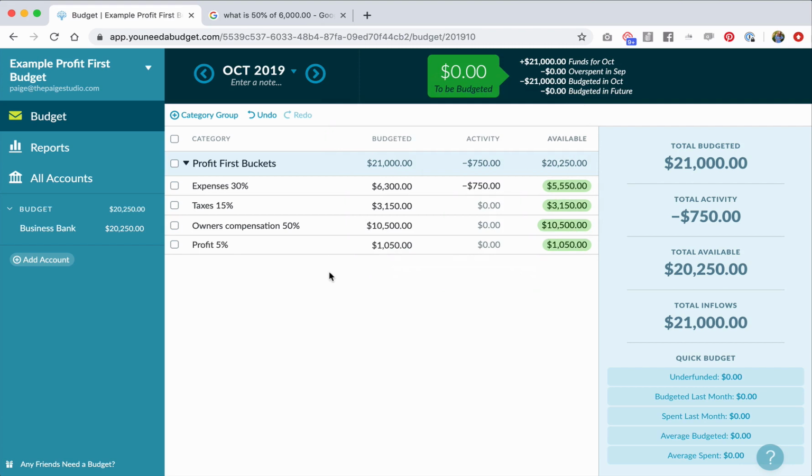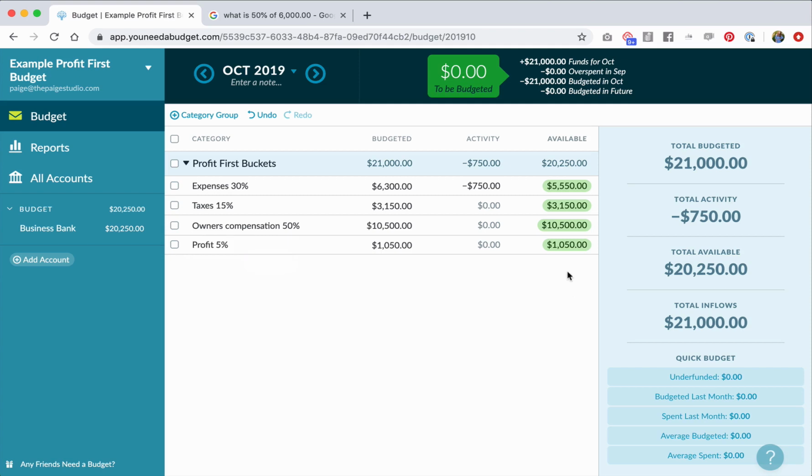So instead of moving the money to the different bank accounts and everything, what you can do is have each one of these indicate a Profit First bank account. So each bucket is just a line item in YNAB as opposed to being its own separate bank account, which is a little bit easier if you don't want to do the bank account thing.